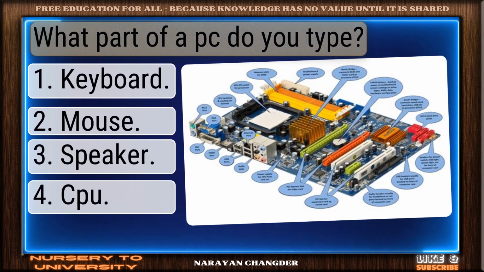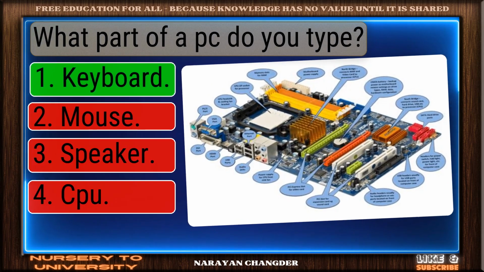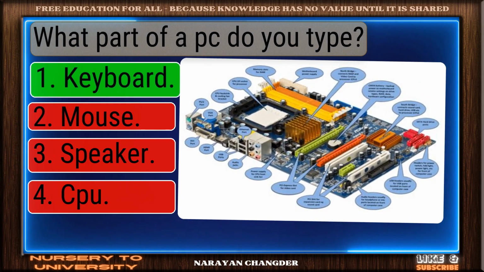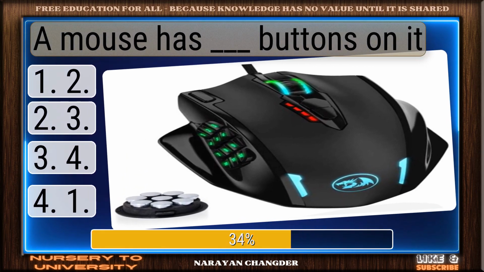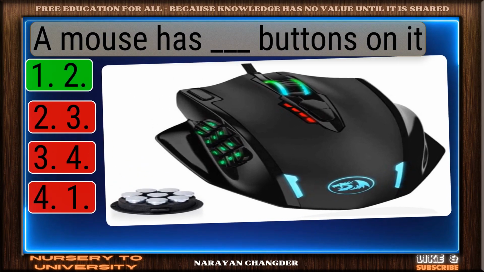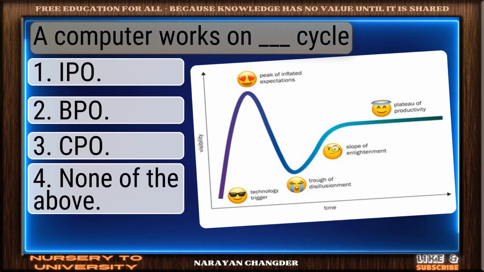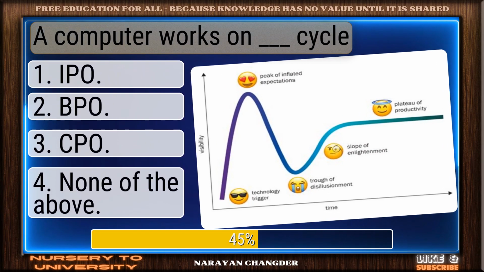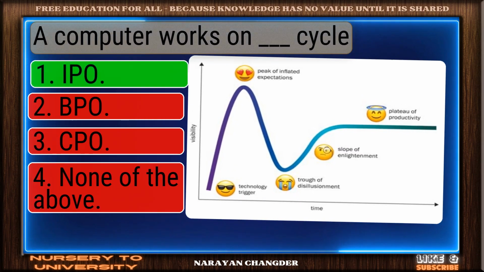What part of a PC do you type? Exactly. Keyboard makes sense. A mouse has dash buttons on it. On track. 2 is the correct answer. A computer works on dash cycle. Well done. IPO is the right choice.